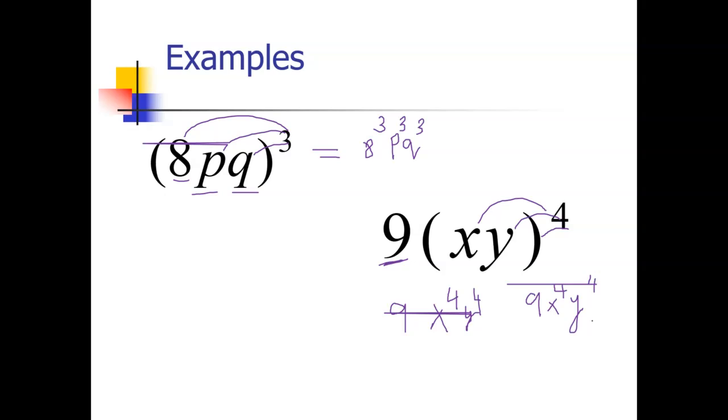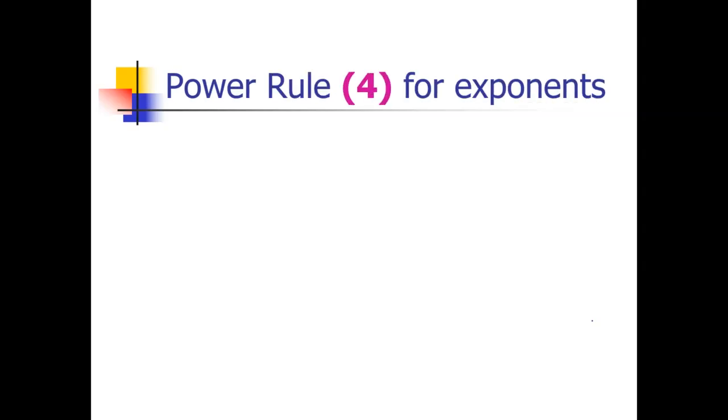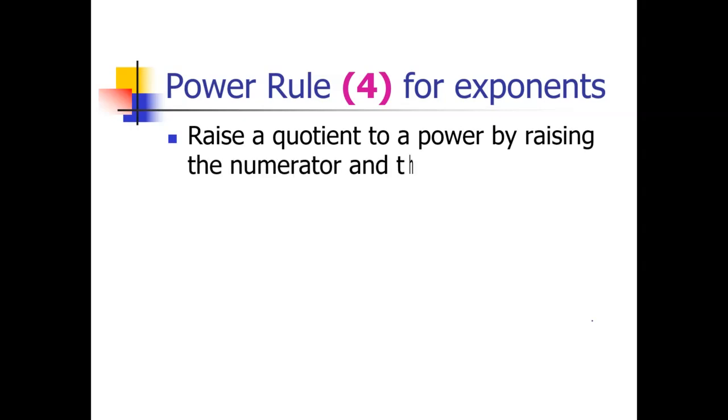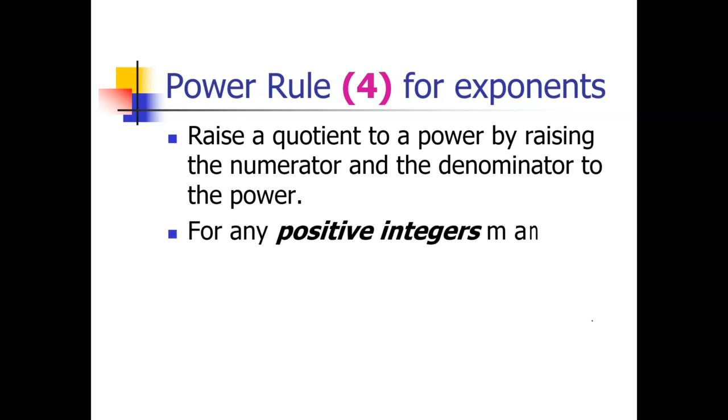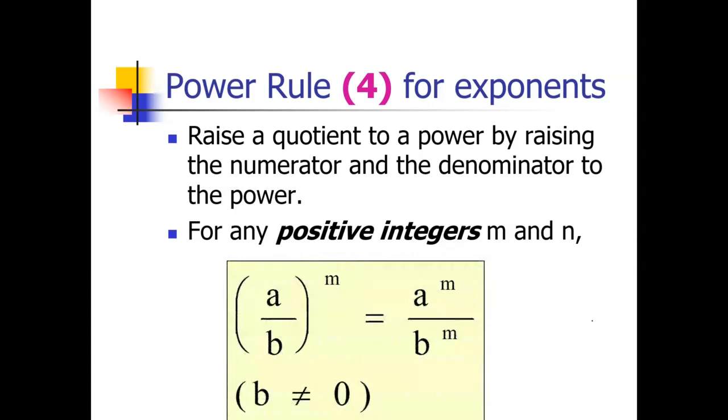Okay, let's look at another power rule. Now this rule is when you're dividing. So raise a quotient to a power by raising the numerator and the denominator to the power. Here's the rule. For any positive integers m and n, (a over b) to the power m equals a to the power m divided by b to the power m.